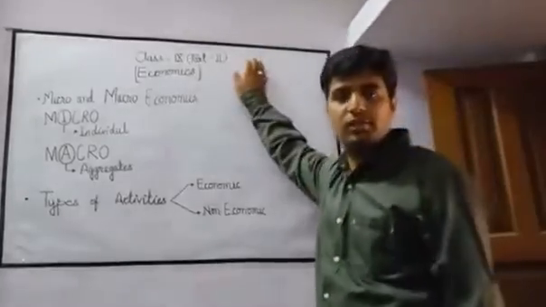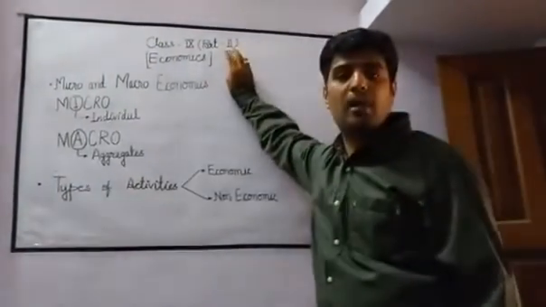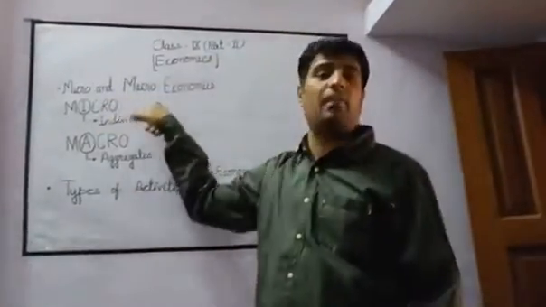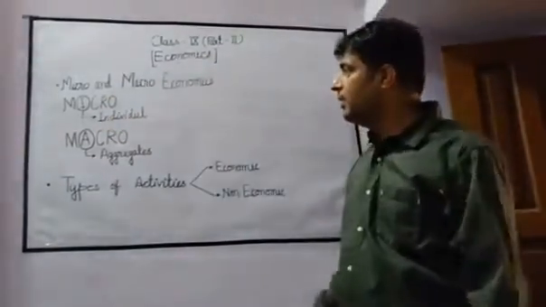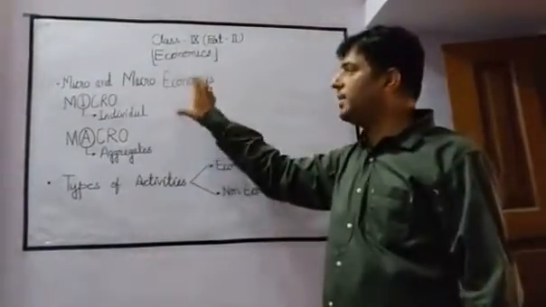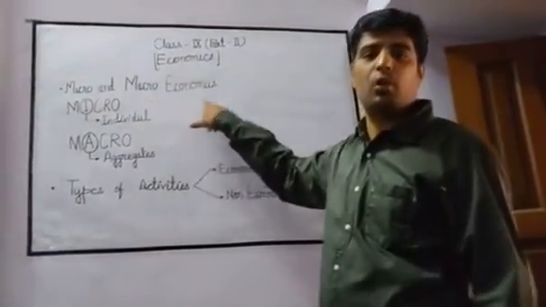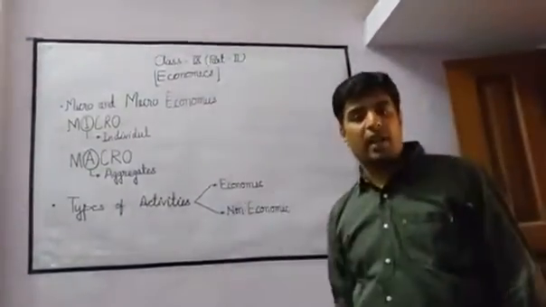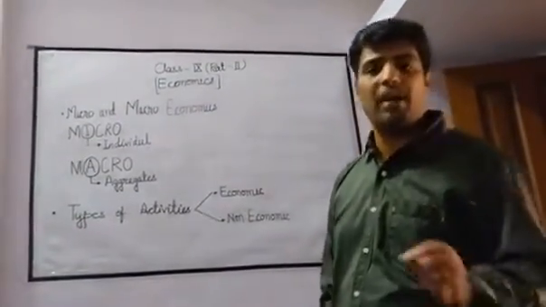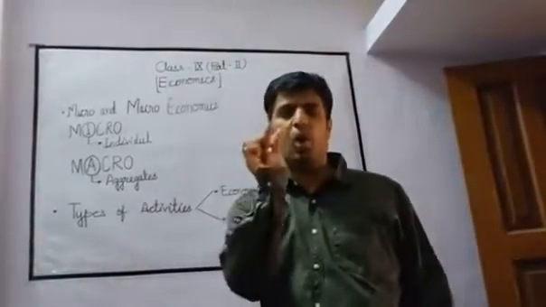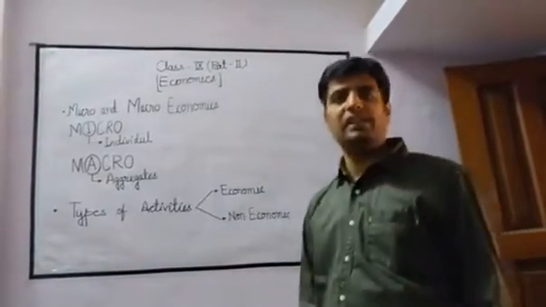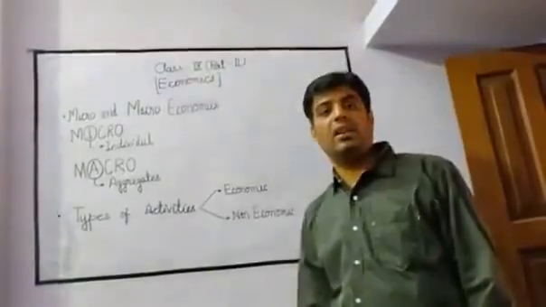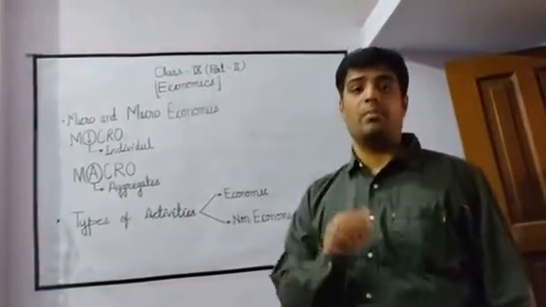Good morning, students. Today we are going to study part 2 of your class 9th economics, that is micro and macroeconomics. In this, first of all, we will be studying about microeconomics. The word micro has been derived from a Greek word mikros, which means small. It means in microeconomics, we study about the small parts of any economy.